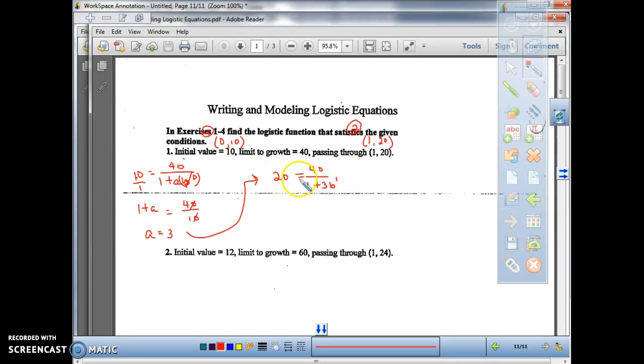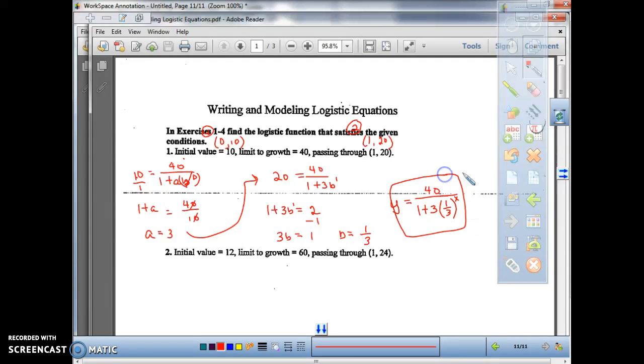Same type of thing, I'm just going to exchange these two. So 1 plus 3b is equal to 40 over 20, which is just 2. Subtract 1. So I end up with 3b is equal to 1, making b equal to 1/3. So my model is, still have the same 40 in my numerator, 1 plus 3, and then 1/3 to the x power there. So that's how you would do one like that.